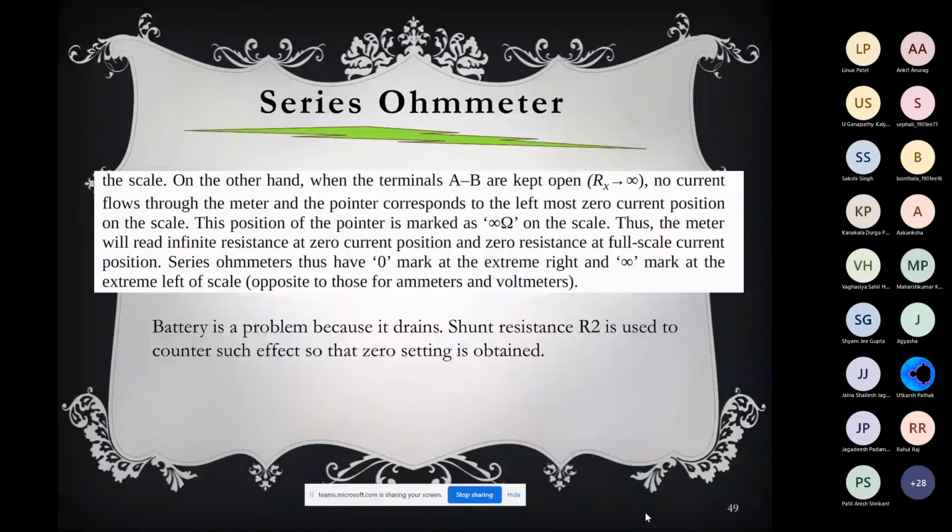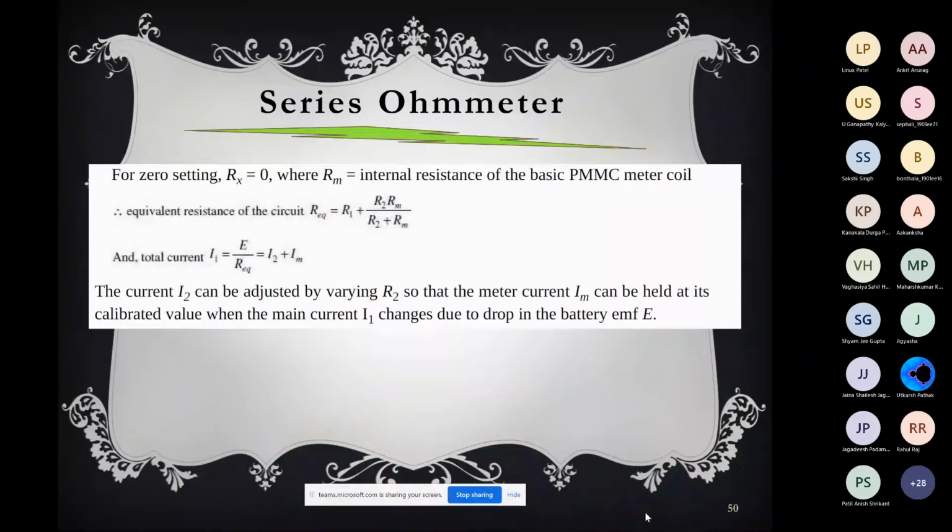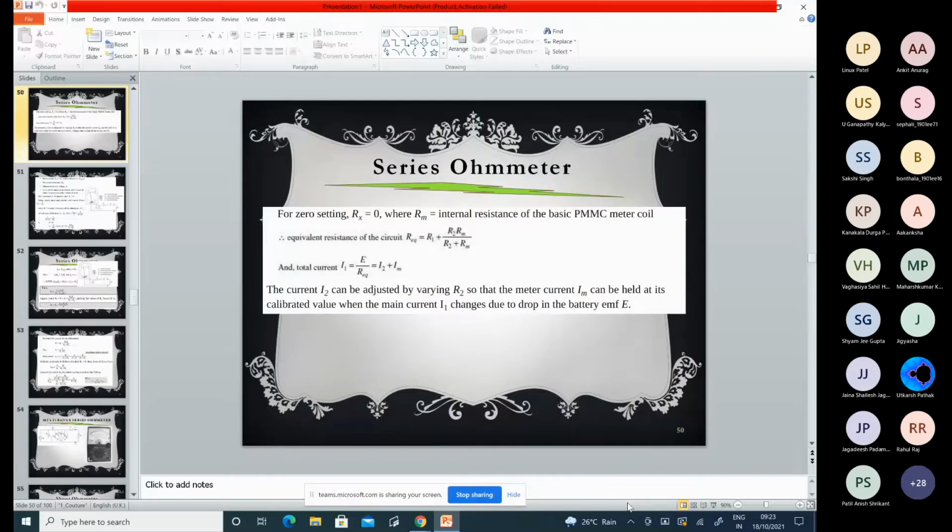Okay, now tell me if you understand everything. Let's see if there is anything in the chat box. Okay, fine, so no query.